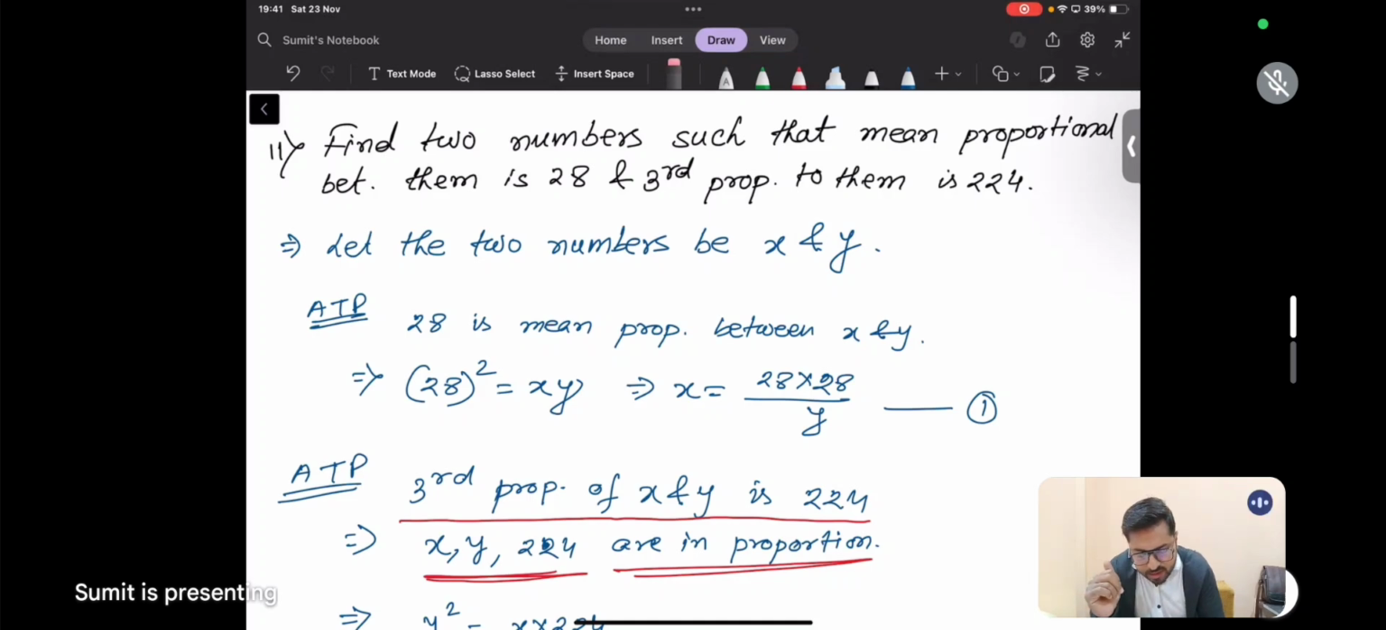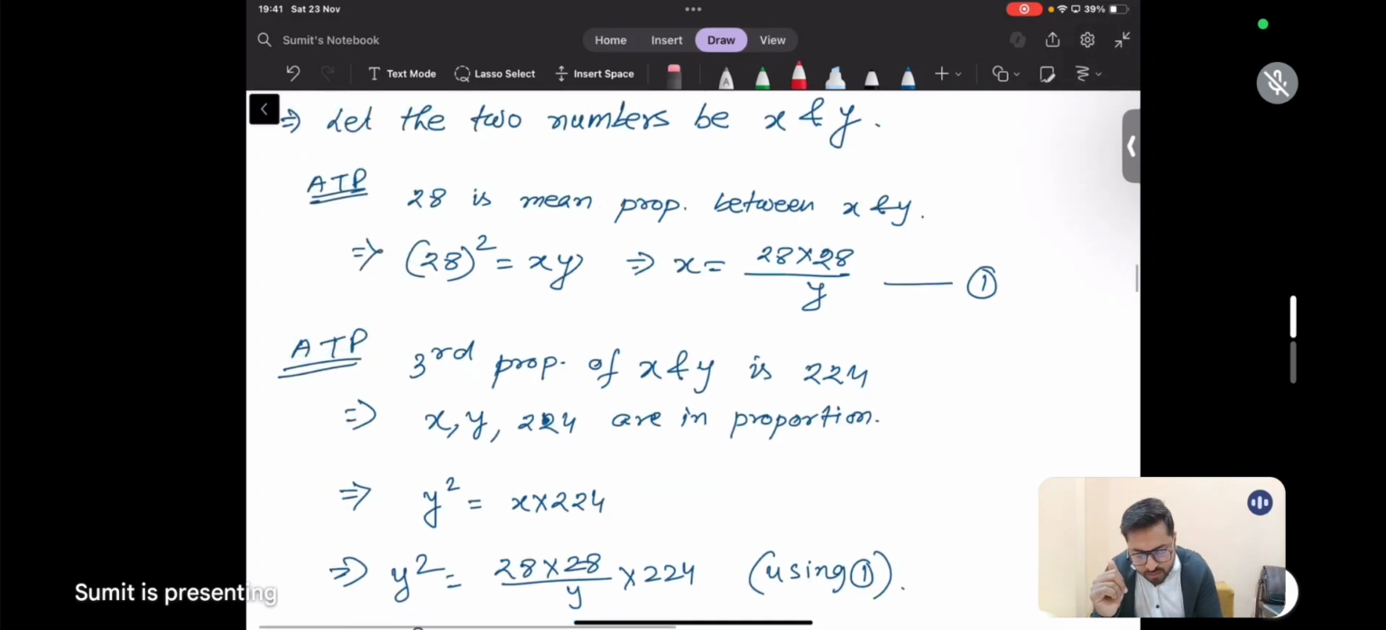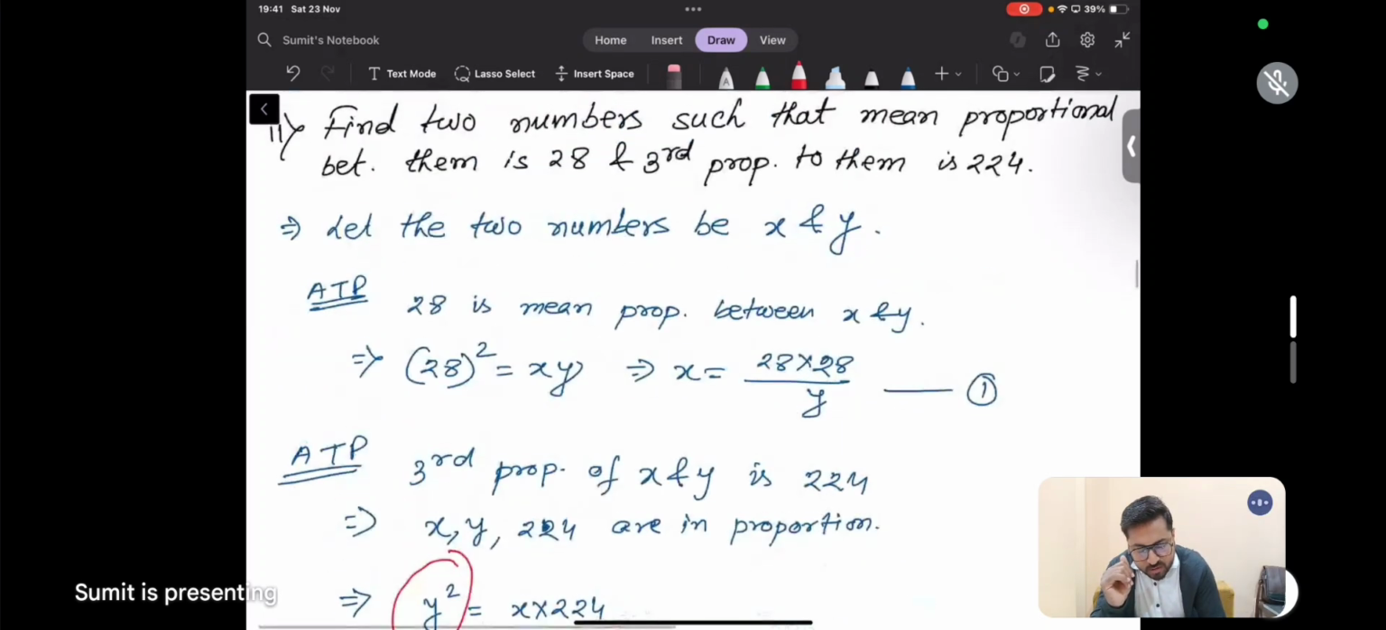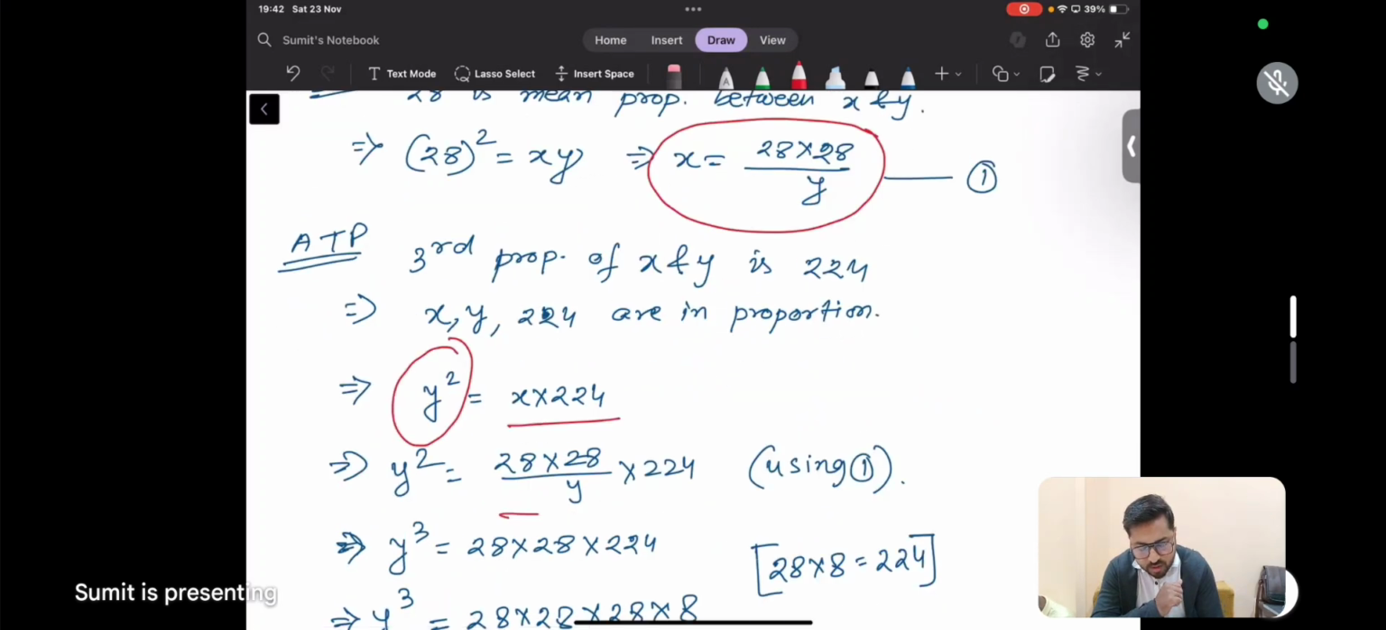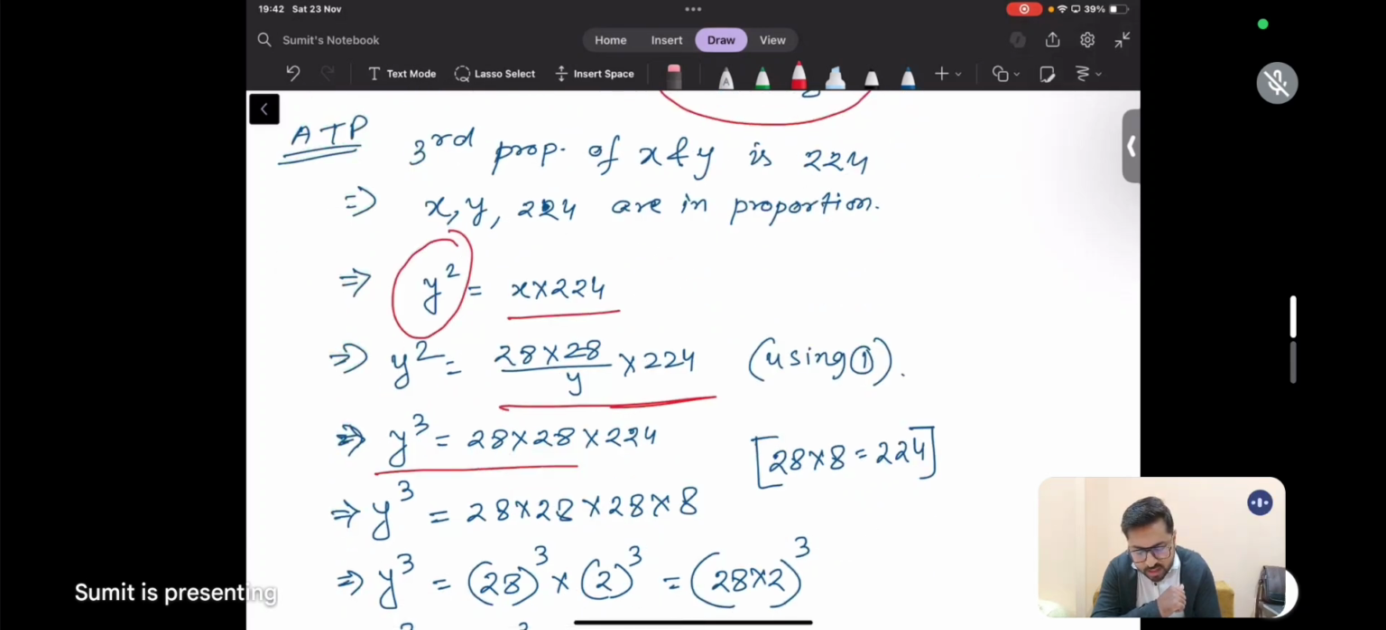That means middle যে থাকবে, so if three numbers are in proportion then square of the mean, then y square will be equal to x into 224, তাই না, square of the mean equal to product of the other two numbers. So what will you do over here, ওই যে x equal to আছে না, এই 28 into 28 by y, যেটা x equal to পেয়েছিলি তুই সেটা এখানে পুট করে দিবি over here, then y cube equal to, I will get this thing, y cube equal to this.